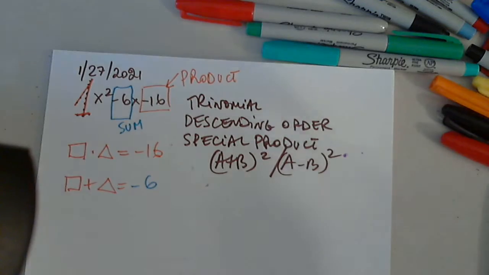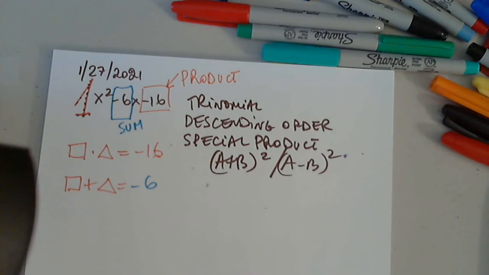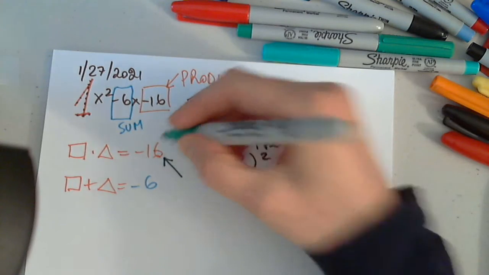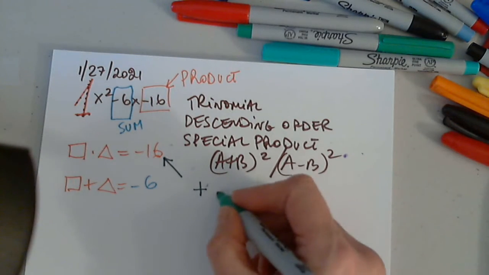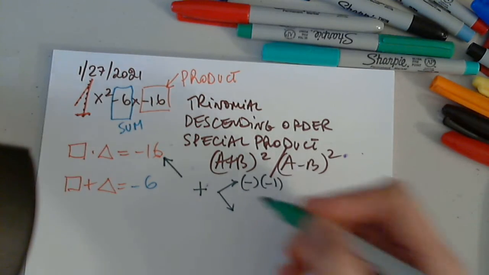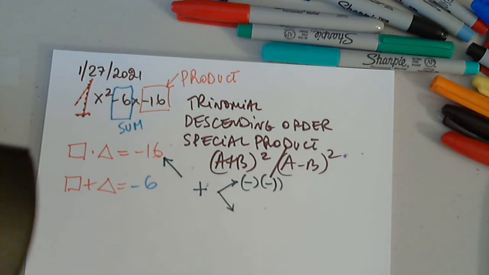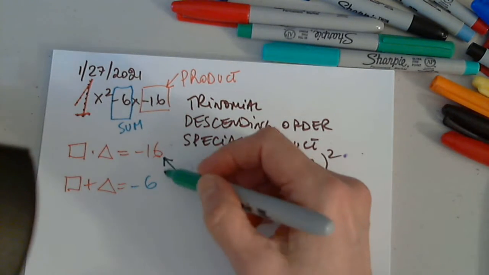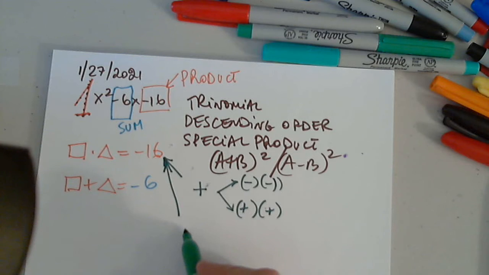And now we know the two numbers. Can we find two numbers whose product is negative 16 and whose sum is negative 6? And always remember, we analyze the product first. Because the product is positive, there are two options: either negative multiplied by negative, or positive multiplied by positive. But if the product is negative, there is only one option. One must be positive and one must be negative.